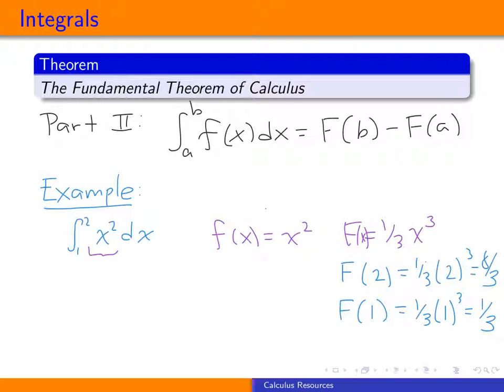So when we go back now to working out our integral, this will be capital F of 2, which is 8/3, minus capital F of 1, which is 1/3. So the definite integral from 1 to 2 of x squared dx is equal to 7/3.